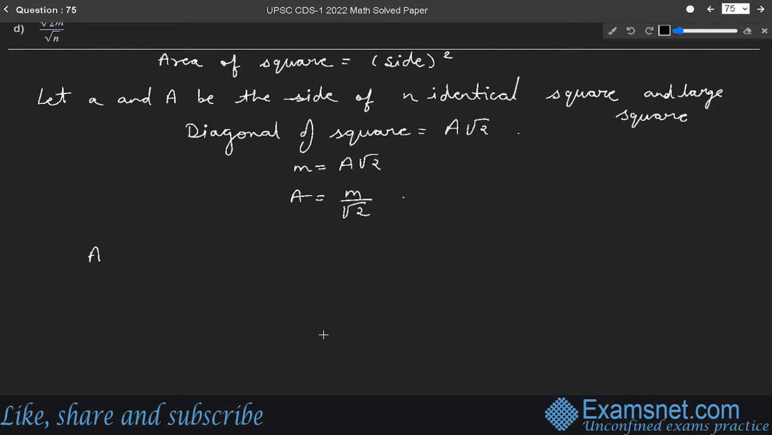Now, area of the large square will be equal to the sum of the areas of the small squares. It is obvious.